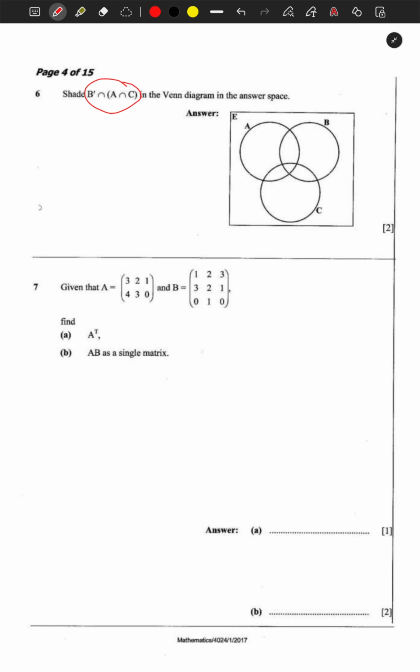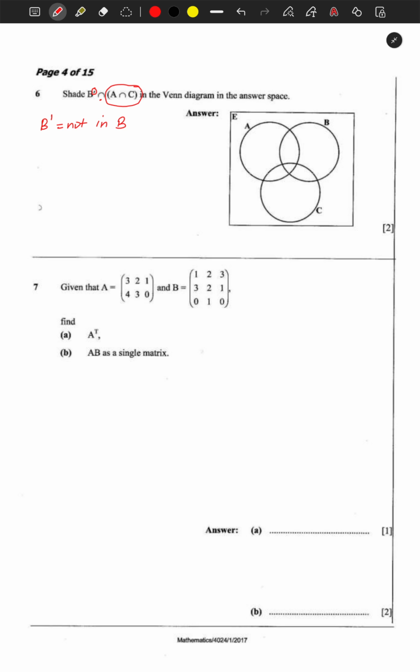Step 1: anytime you see a complement, they mean not part of that. So when we say B complement, we mean not in B. Our first step is to first shade A intersect C. Now, this is another intersection, not a union. This is where things get messy if you don't pay particular attention.